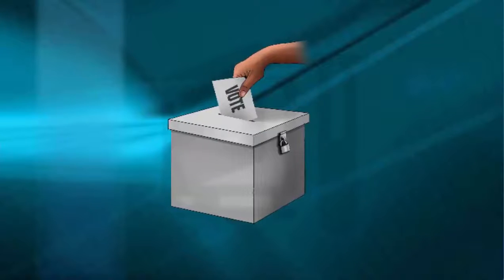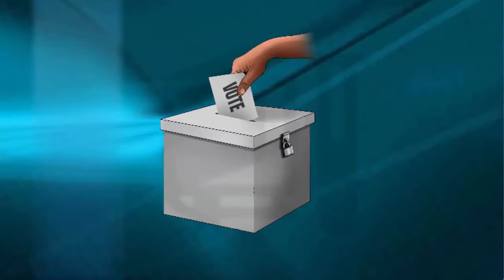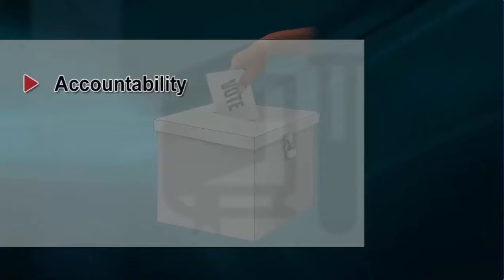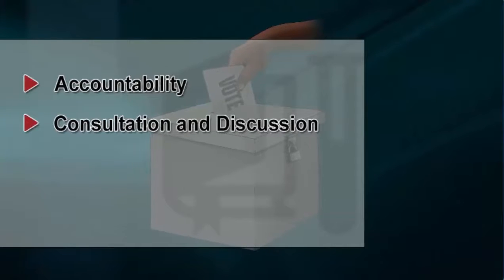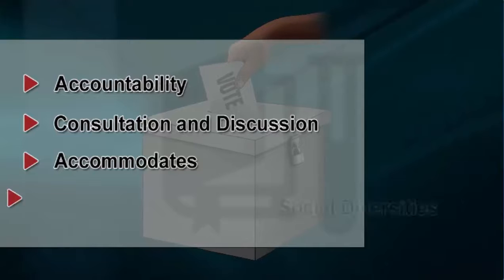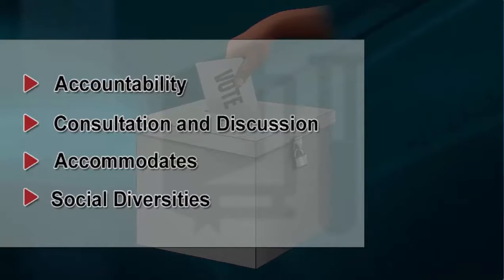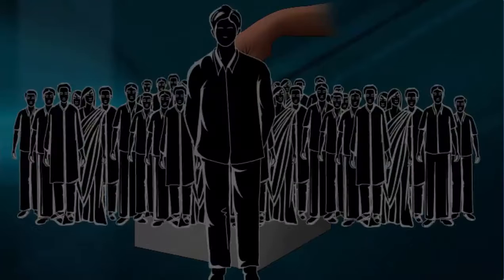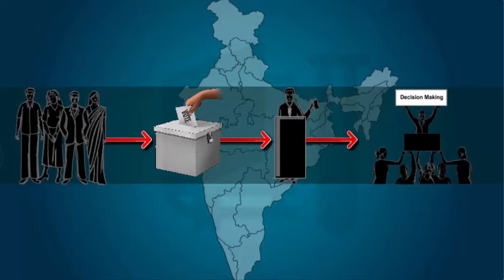Democracy is also the best form of government on the basis of accountability, consultation and discussion, and accommodation of social diversities. It ensures dignity of the individual and allows room for correction. Thus, we can redefine good democracy as a form of government in which rulers are elected by the people and which ensures that every citizen participates in the decision-making process directly or indirectly through elected representatives in a free and fair manner.